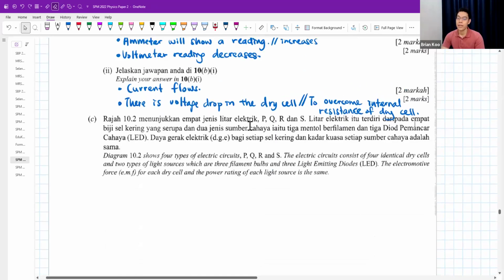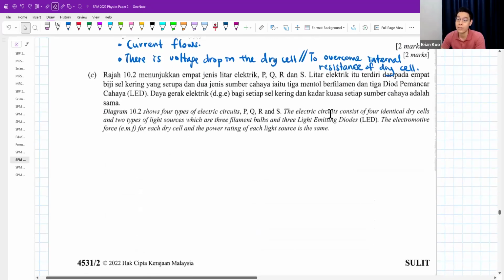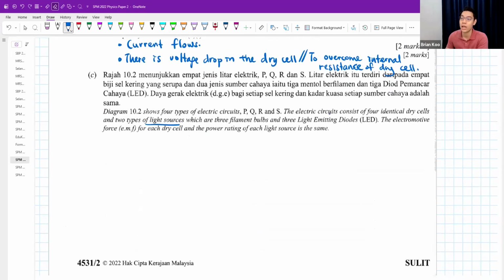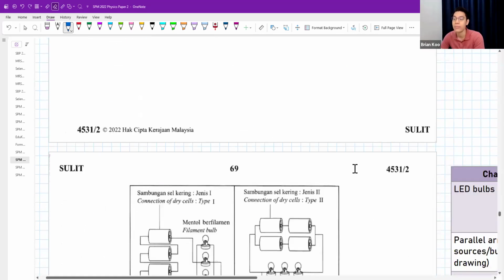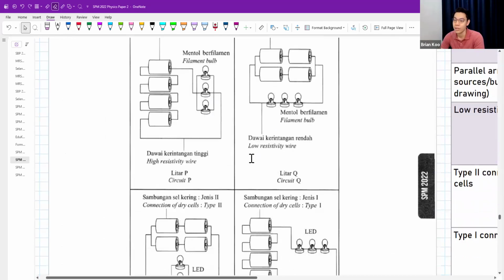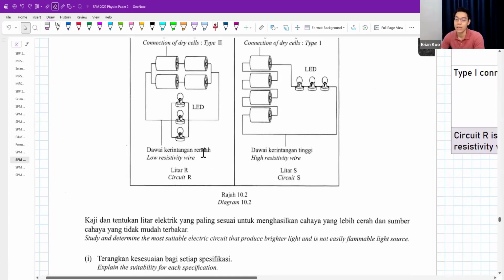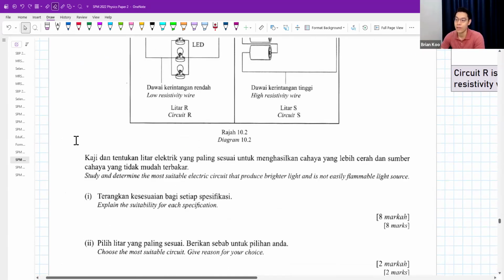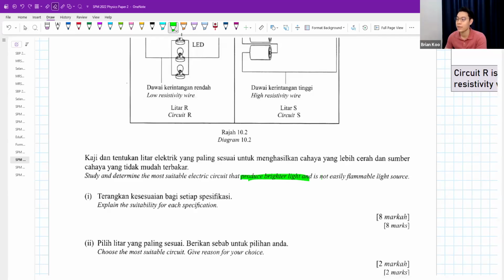And then part C, they say the diagram shows 4 types of electric circuit, P, Q, R, S. The electric circuit consists of 4 identical dry cells and 2 types of light sources, which are 3 filament bulbs or 3 LEDs, light emitting diodes. The e.m.f. for each dry cell and the power rating for each light source are the same. So you have different light sources and different arrangements of bulbs. They ask you to study and determine the most suitable electric circuit to produce brighter light and a light source that is not easily flammable.